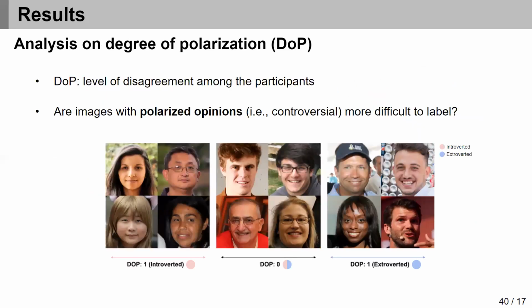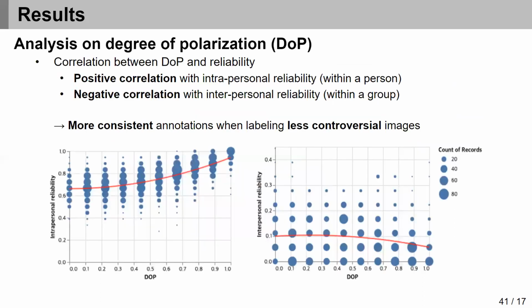We also conducted analysis regarding the degree of polarization, DOP in short. The DOP means the level of disagreement in labeling. We have some example images here presented based on their DOP. We came to the question: are images with controversial opinions more difficult or inefficient to label?